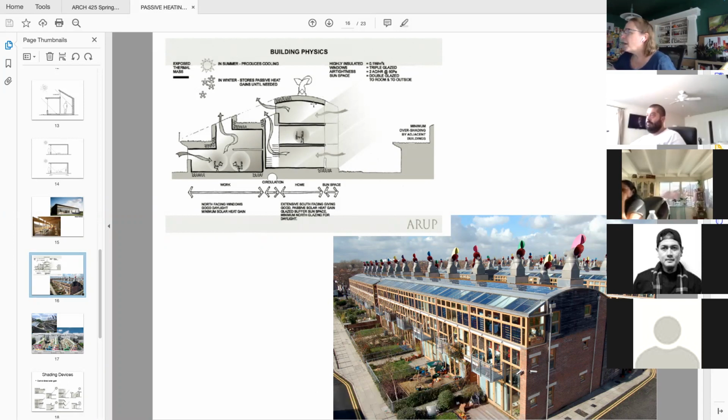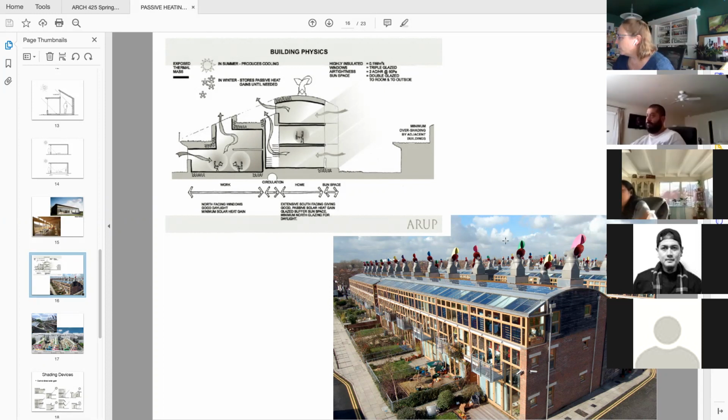So in reading about this, I believe they had living spaces over here and then office spaces on the northern side because they wanted more warmth in the house than in the work space.